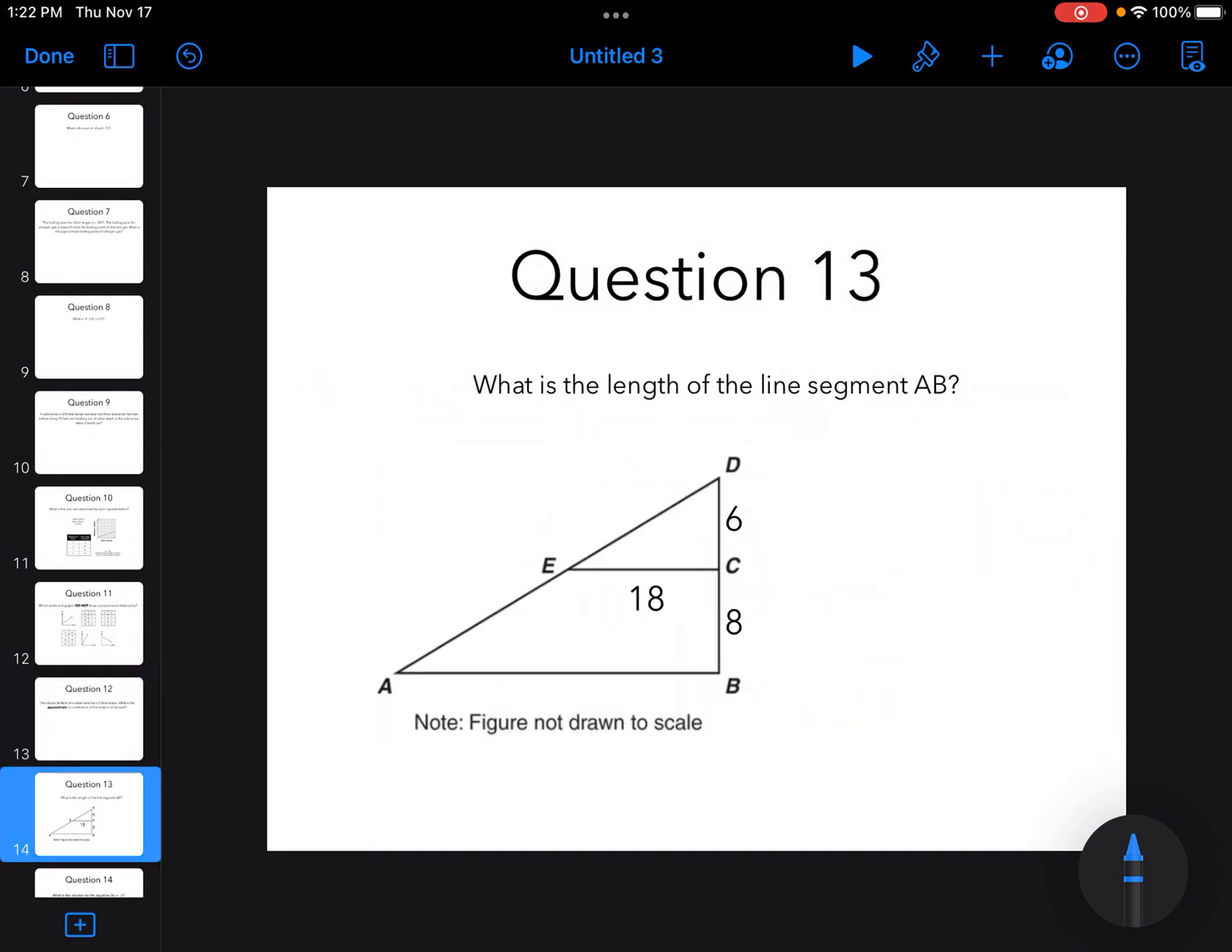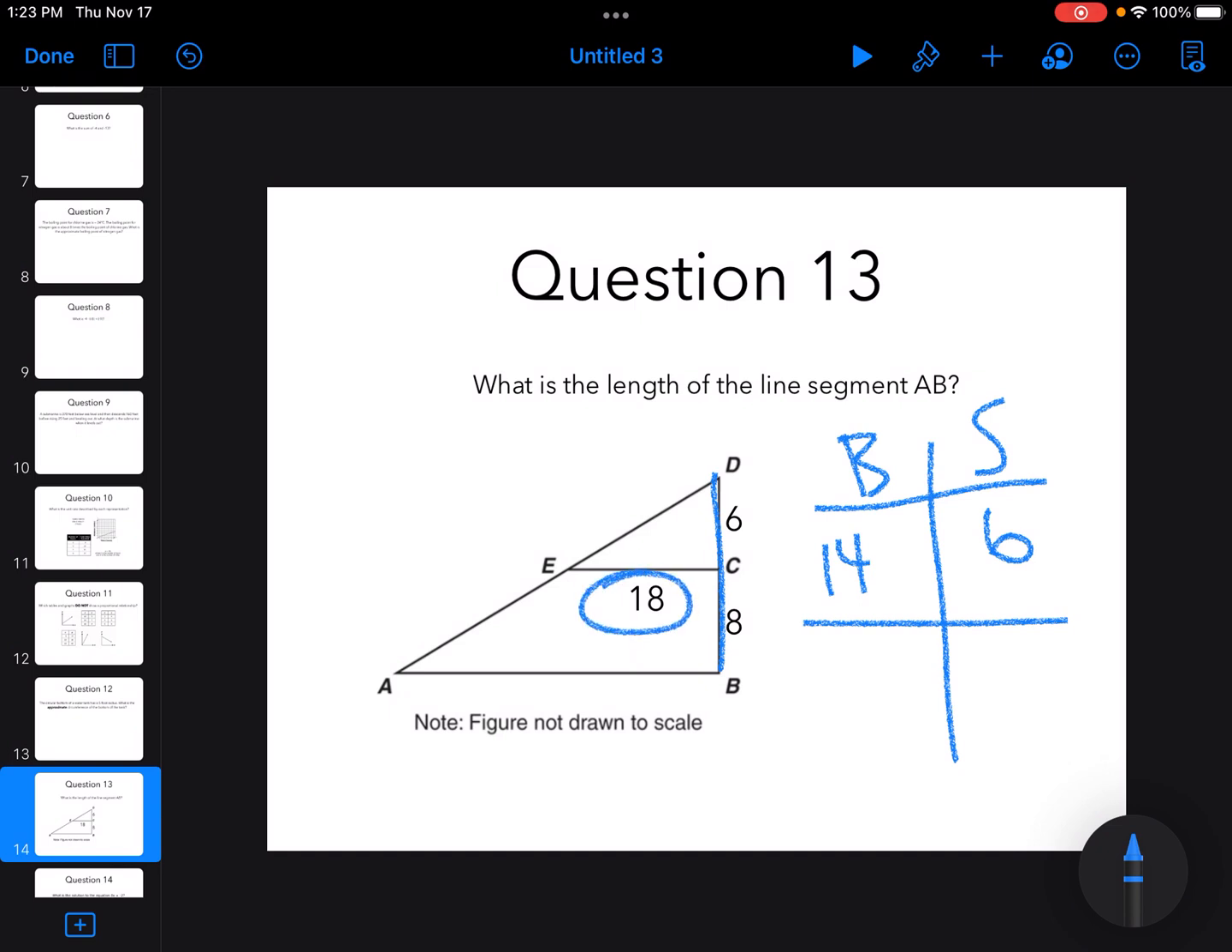All right, for this one, I want to remind you this came from Unit 1. You have your big and your small. Okay, so I have on my big triangle, I have 14 because 6 plus 8 is 14. And on my small, I have 6. The other number I have is 18, and that's on my small triangle.